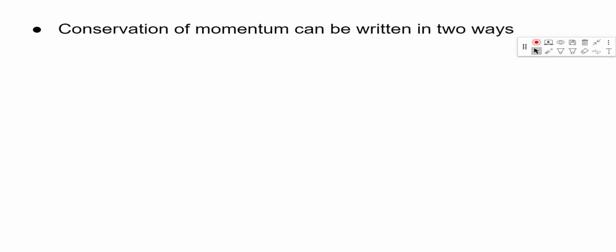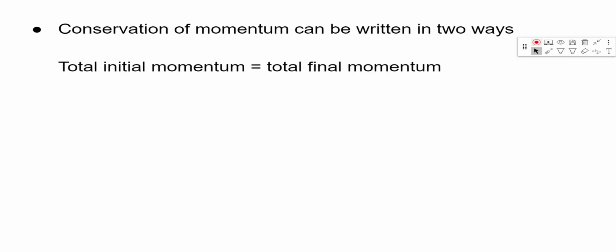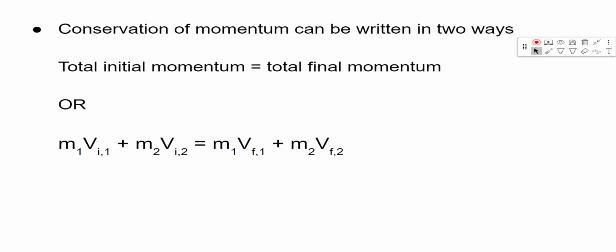Conservation of momentum can be written in two different ways. The first is total initial momentum is equal to total final momentum. Or you can actually write out each of those. Remembering that momentum is mass times velocity, we can do mass of the first object times the initial velocity of the first object plus the mass of the second object times its initial velocity is equal to the mass of the first object times its final velocity and the mass of the second object times its final velocity.